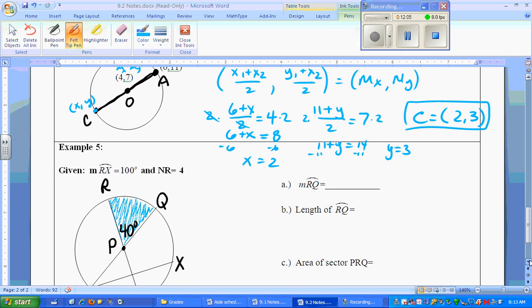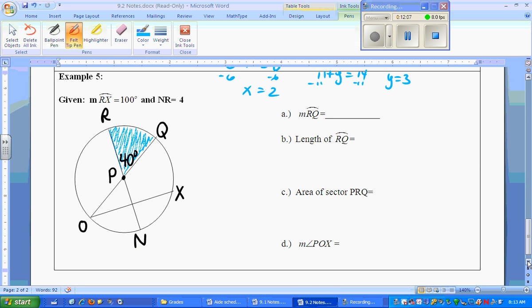Hanging in there? Hopefully. We're finishing it up here with example 5. Okay, so what do we know? We know arc RX, so we know this whole arc here, R to X, is 100 degrees. And we know NR, which looks like it's the diameter, because P is the center of the circle. So it looks like the diameter equals 4. So that means the radius is 2 here, and a length of 2 there.